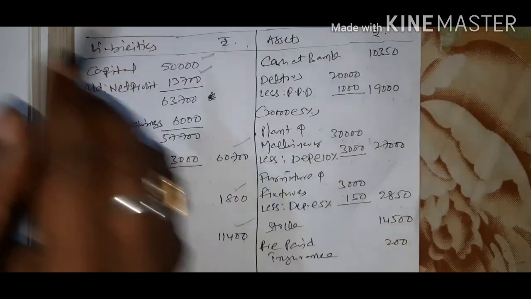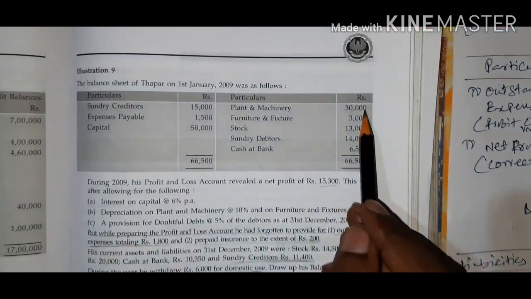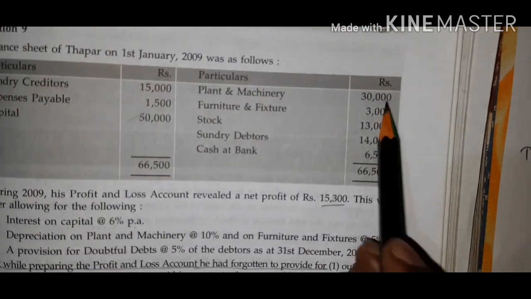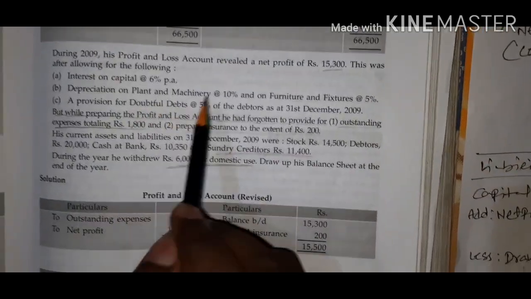Then asset side, plant and machinery we have here in the opening balance sheet, that is rupees 30,000, and we are told that depreciation on plant and machinery is at the rate of 10%.